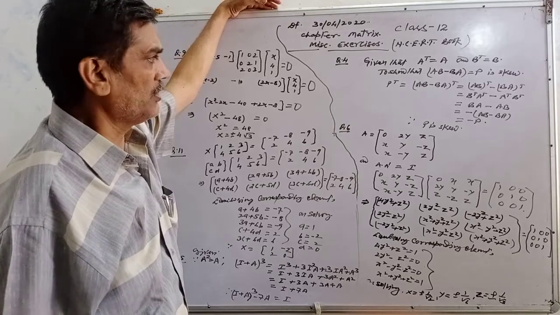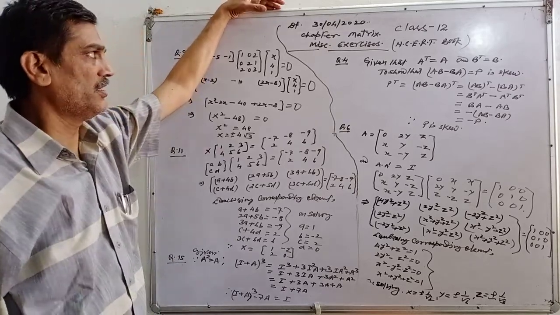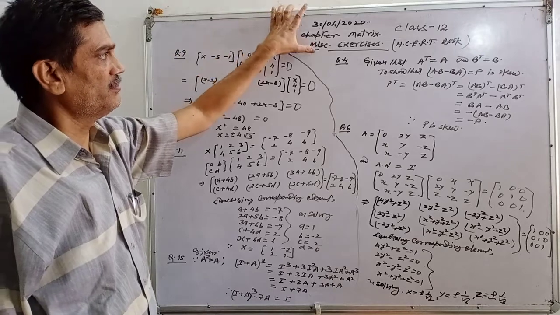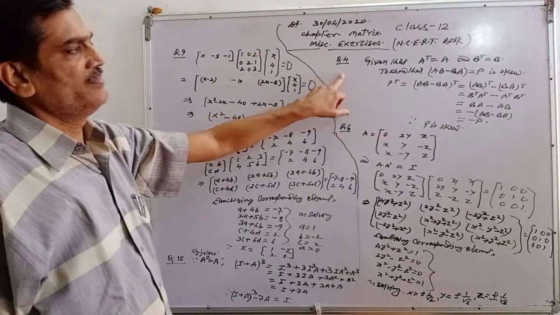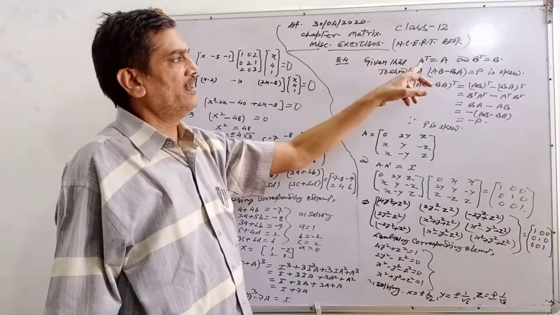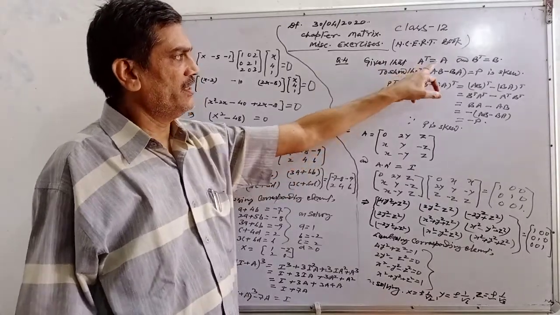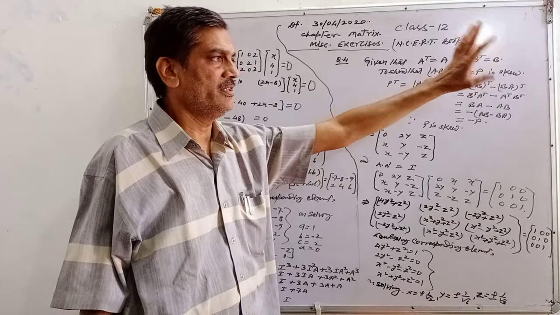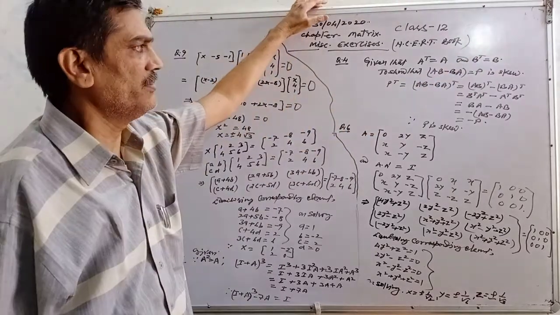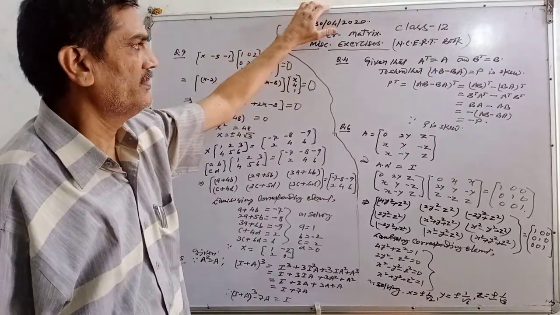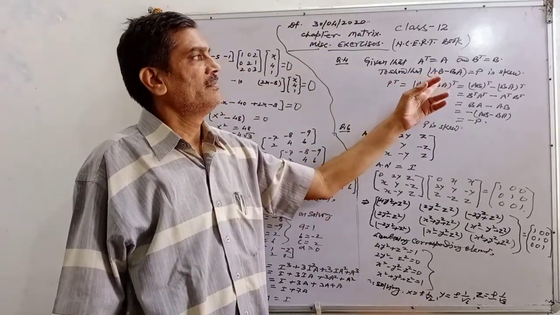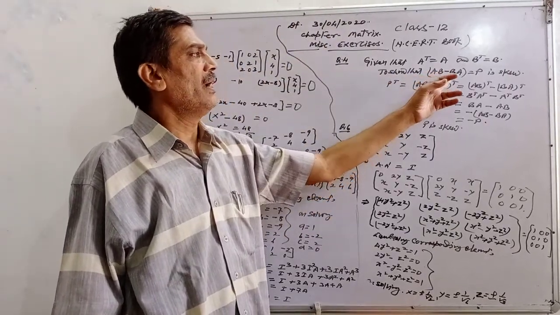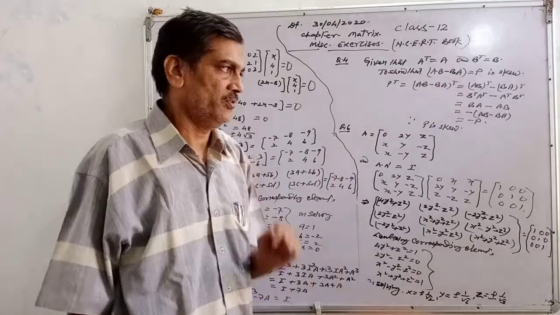Today let us do some more problems from the miscellaneous exercise of chapter 3, Matrices. See question number 4. Given that transpose of A is A, transpose of B is B, means A and B are symmetric matrices. It is given to show that AB minus BA is skew.